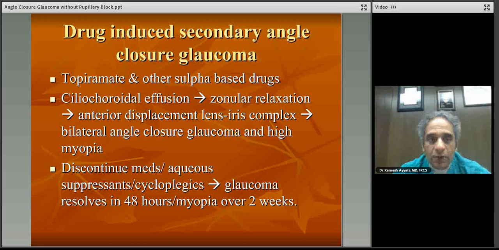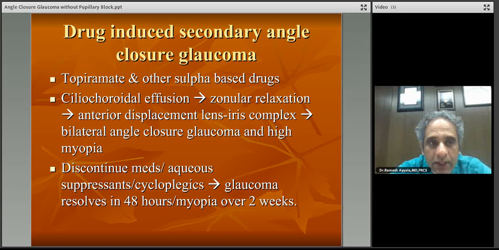Let's move on to drugs that can induce secondary angle closure glaucoma. Topamax, topiramate, and other sulfa-based drugs can idiosyncratically cause ciliary body swelling or ciliochoroidal effusions and zonular relaxation, leading to anterior displacement of the lens-iris complex. These patients typically present with bilateral angle closure glaucoma and high myopia.